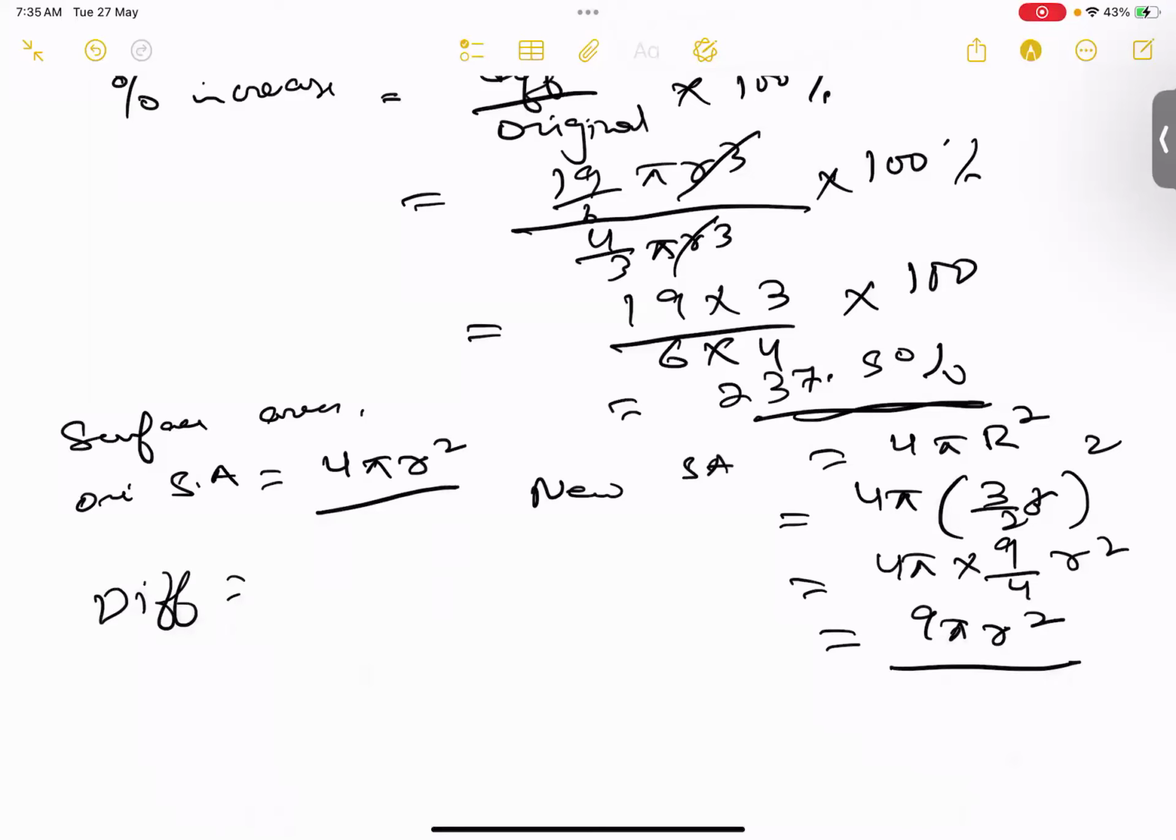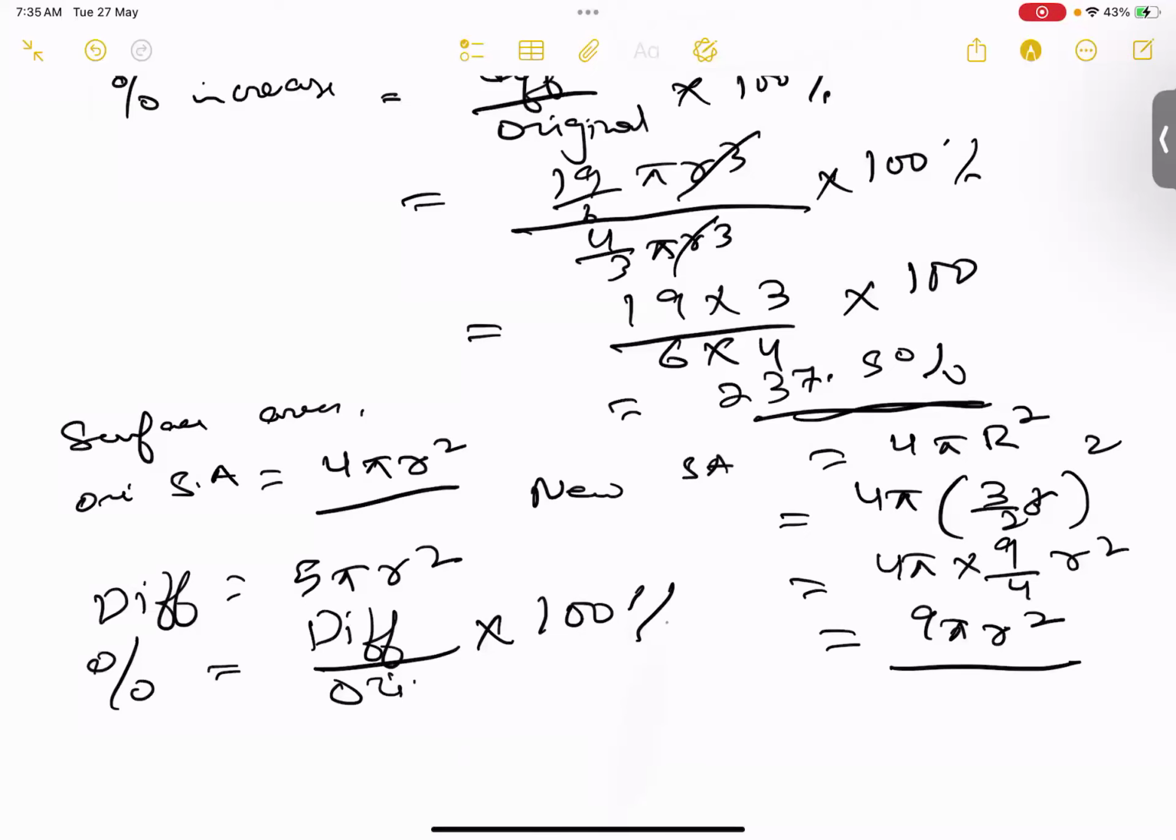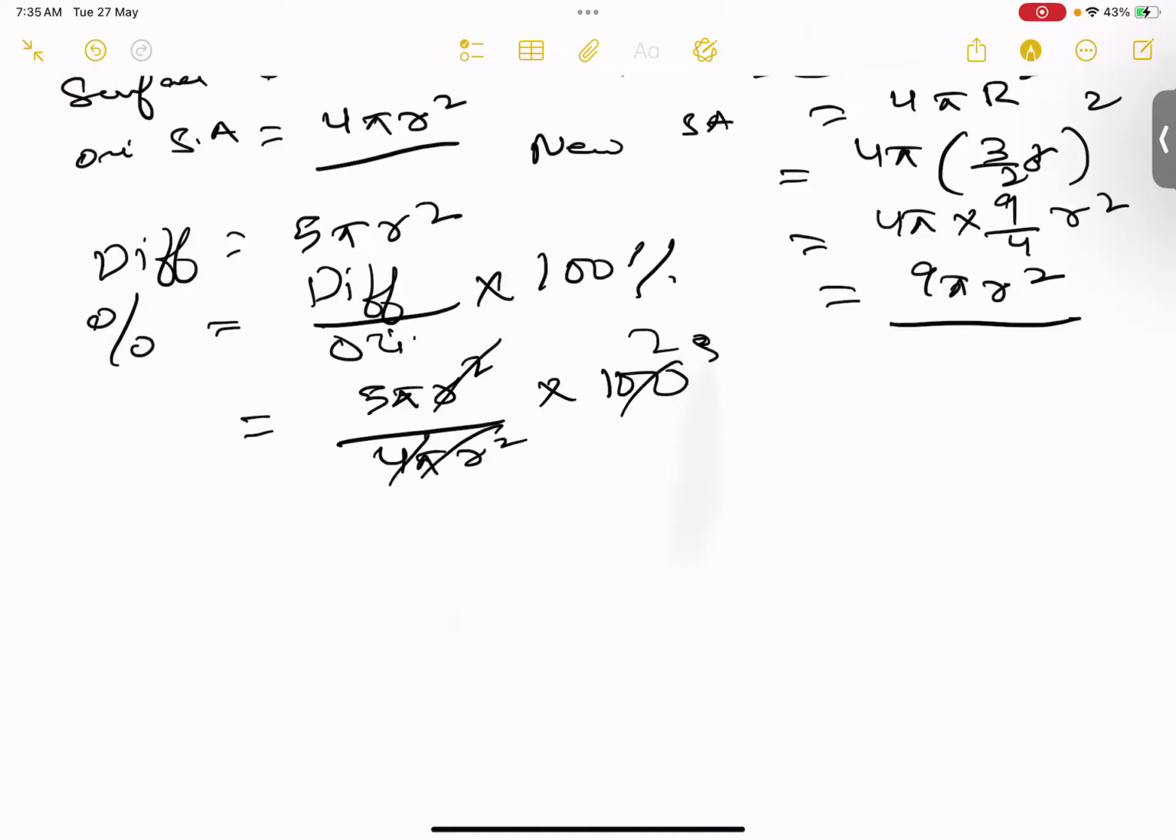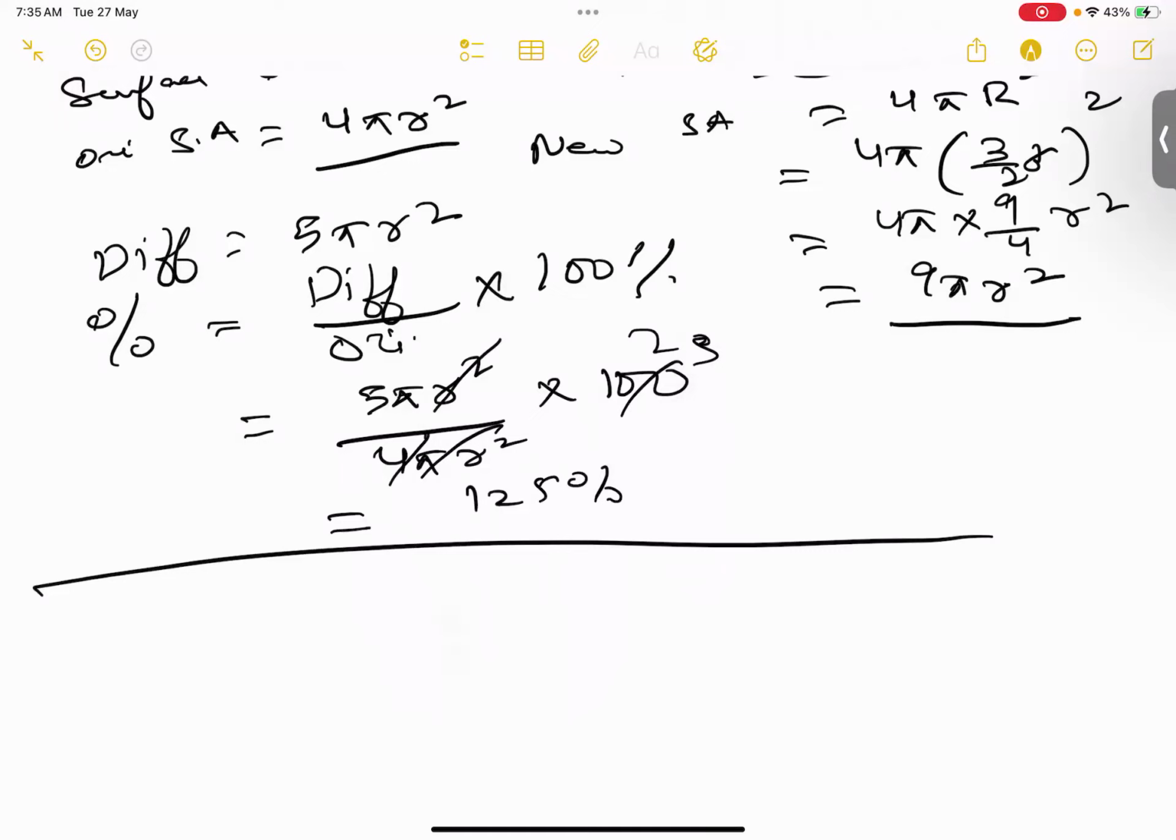Difference is equal to 9 minus 4, which is 5 pi r square, right? And in terms of percentage, it will be difference divided by original into 100%. So we get a difference of 5 pi r square, original is 4 pi r square, into 100, which gives 125%. It's clear, right?